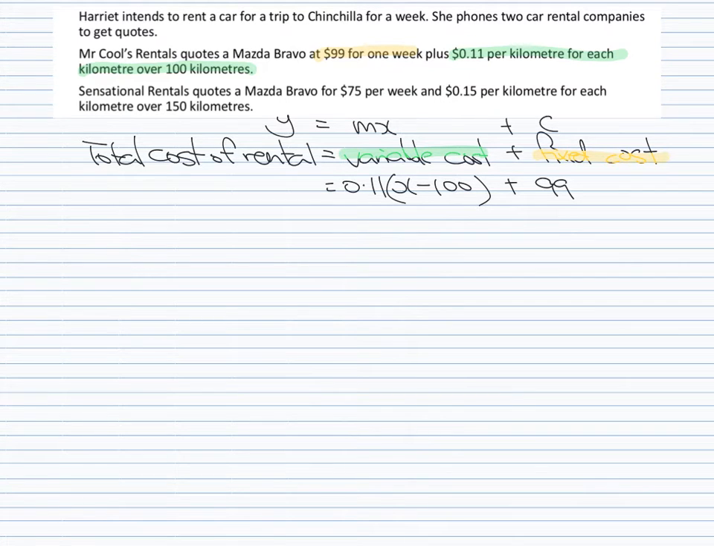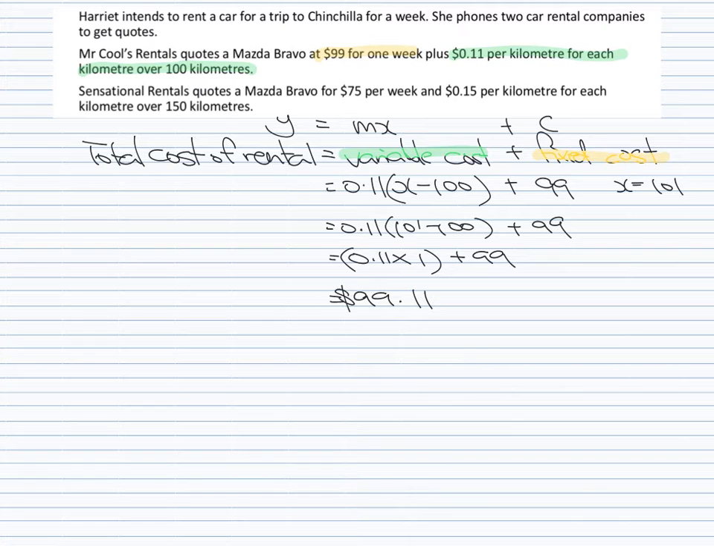So I'm going to demonstrate. What happens if x in this case is 101? We substitute it back in. x is 101, take away 100, plus 99. That's my fixed cost. So that means I'm going to charge 1 kilometer at 11 cents per kilometer plus another $99. So if you drive 101 kilometers, you will be charged $99 plus another 11 cents.